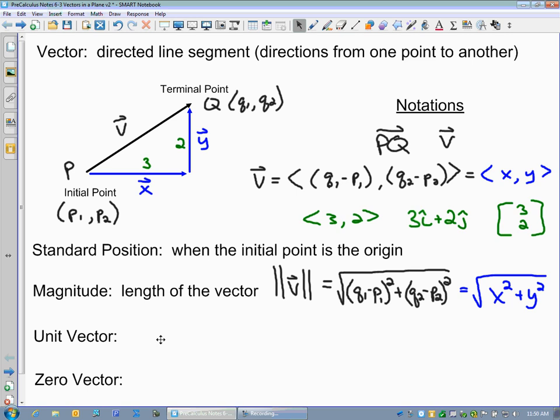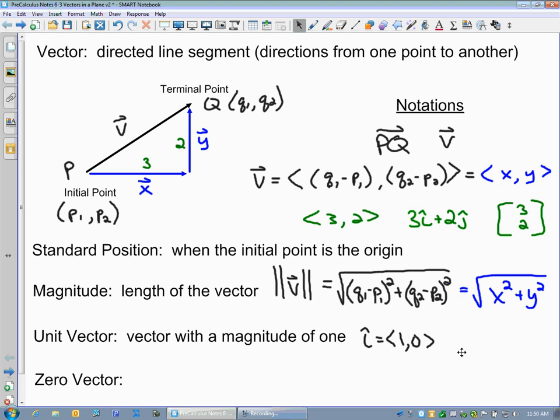Now unit vectors are vectors that have a magnitude of 1. They can be in any direction, but if they have a magnitude of 1, then it is a unit vector. Two of them that we're concerned with today have a special meaning. The first is the i hat, which we saw up here. i hat is the horizontal unit vector. It has the components 1, 0. So you go 1 to the right, and then you don't go up or down.